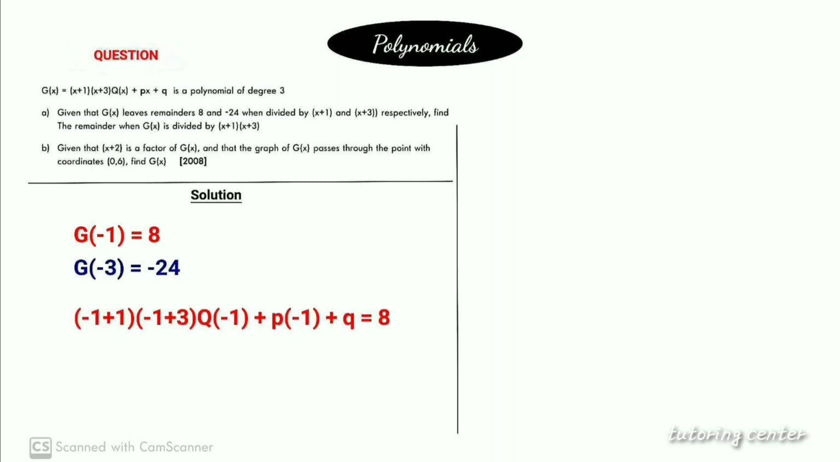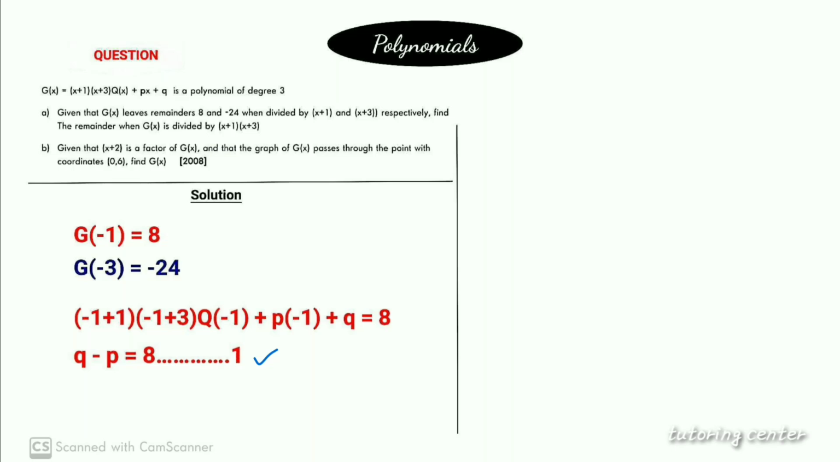Okay, substituting negative 1 here, and here, all of this becomes 0, because negative 1 plus 1 is 0. So all of this multiplies to 0 and cancels out, while we are left with an equation only in terms of p and q, which is this. This is for g of negative 1 equals 8. You can understand with the colors. Now this will simplify to q minus p is equal to 8, which we will call our equation 1.